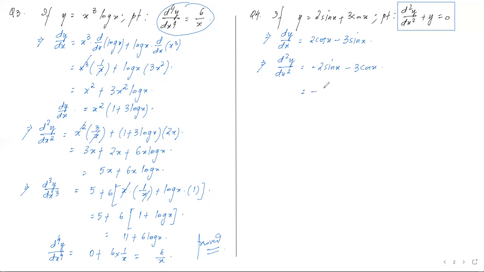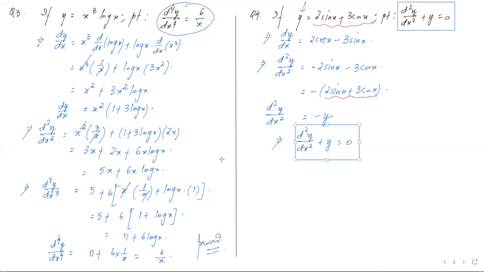If we take the minus sign common, what do we get? It is 2 sin x plus 3 cos x. And this happens to be what? This happens to be the original function which is given to us, y. So can we now substitute this as minus y? As in what we get, d2y by dx square is equal to minus y. We shift this minus y to the left hand side. This becomes plus y is equal to 0. This is what they wanted us to prove. It is now proved.